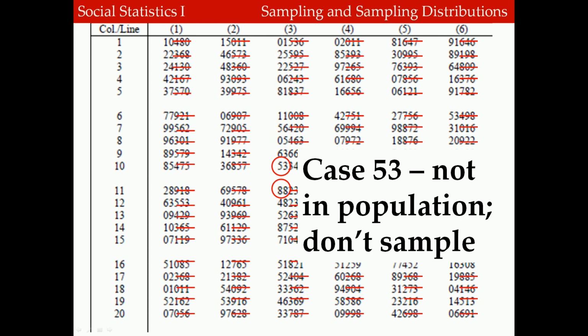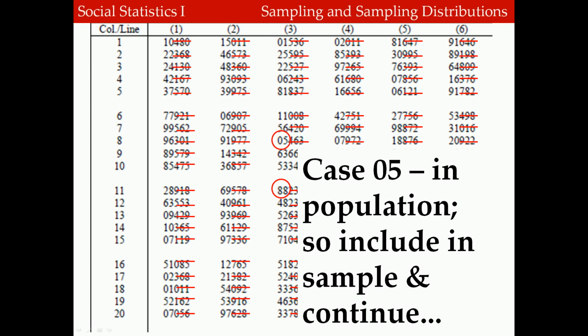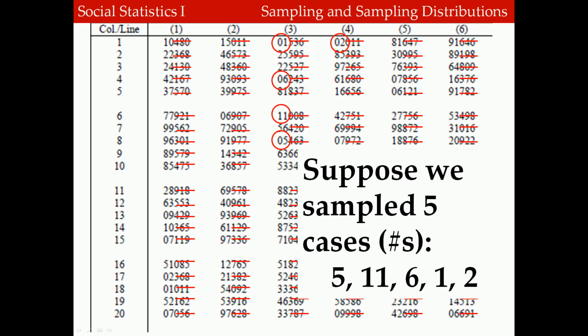So we can see that 53 is the next number going up from our random starting point. That number isn't one of our 20 cases, so we can skip that one. We're not going to use this for our sample. The next one is case 63, and again, that's not in our population of 20 cases, so we don't sample anything. Case 5 is the next number in order, and that corresponds to one of our 20 cases, so we're going to sample case 5 into our random sample. If we use this pattern, we can also sample cases 11, 6, 1, and then 2. And then we've basically got a sample of 5 cases.